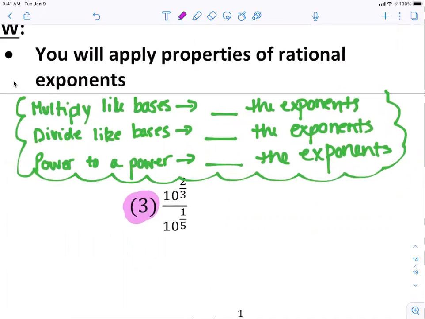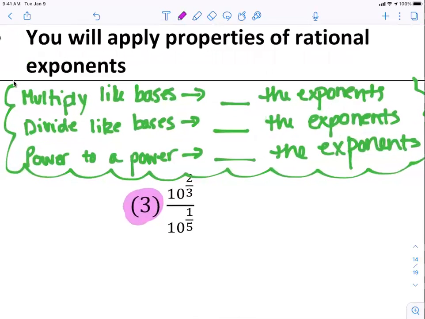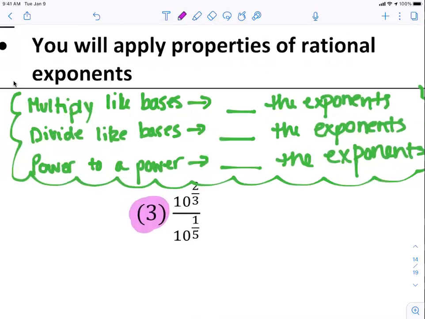I know these aren't written down in your notes, but if you want to write these down, I would highly recommend doing so. Depending on when we multiply, divide, or raise a power to another power, we do specific things for these specific operations to simplify those exponents. Whenever we multiply like bases, the biggest thing to remember is we always add the exponents.